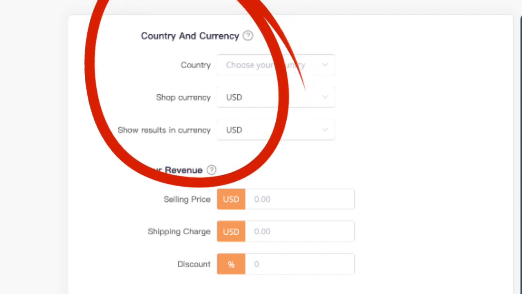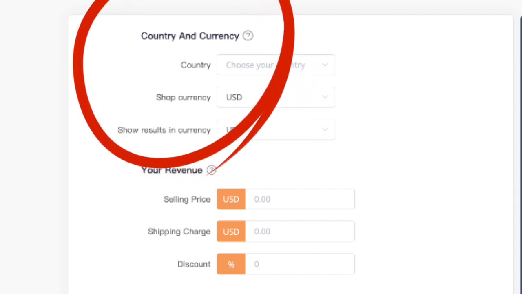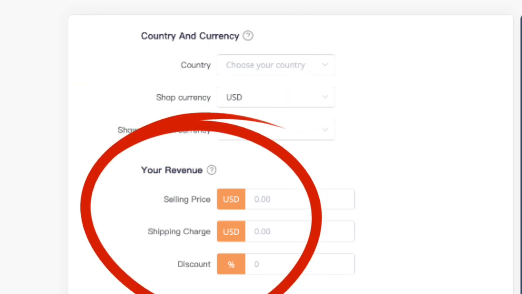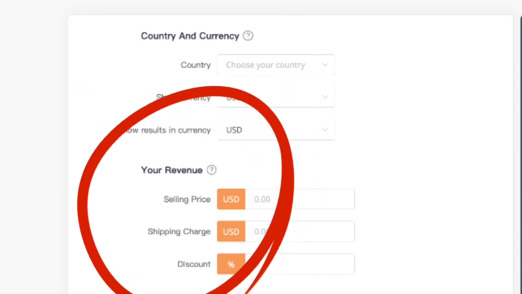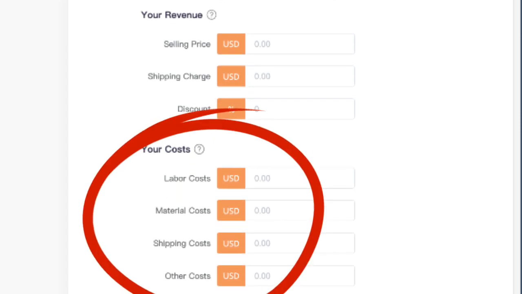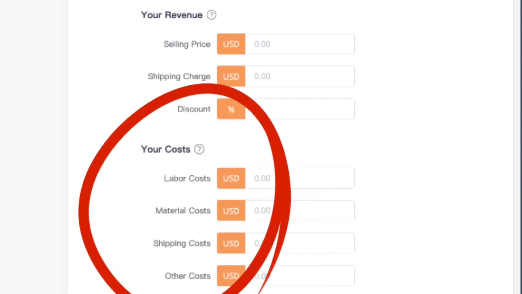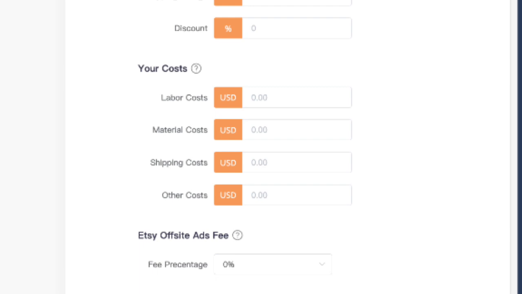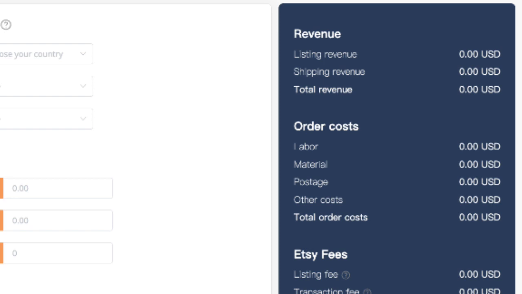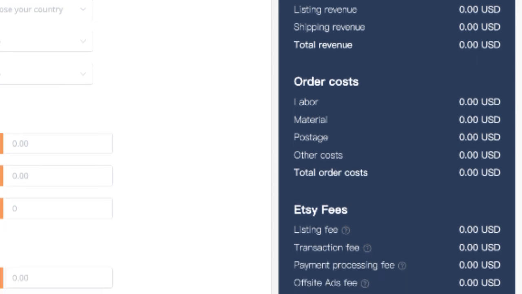Currencies. You can convert the currency unit configured in your store to the currency unit your bank settles in. Revenue. Enter your shipping price, shipping charge, and discount. Cost. It includes parameters that determine your total order cost. Etsy Offsite Ad Fee. If you use Etsy's off-site advertising feature, Etsy will take a cut of your advertising order. When your total revenue in the last year is less than $10,000, the advertising commission will be charged at 15% of the order revenue. Results section.